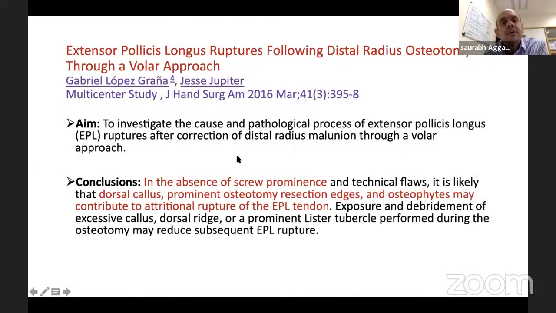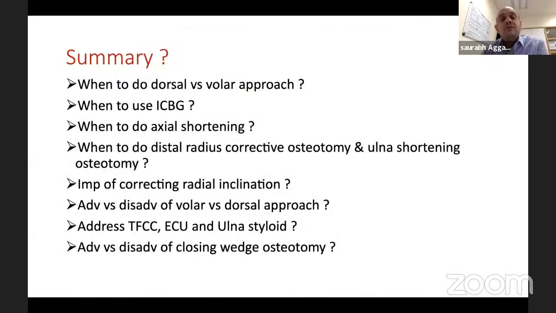Another small paper, again, Jesse Jupiter has done a lot of work in corrective osteotomies. So this was to talk about EPL ruptures through a volar approach. Same thing as we've discussed, in the absence of screw prominence, technically you were fine, but still the dorsal callus or the prominent osteotomy resection edges or the osteophytes can in time cause attritional rupture to the EPL.